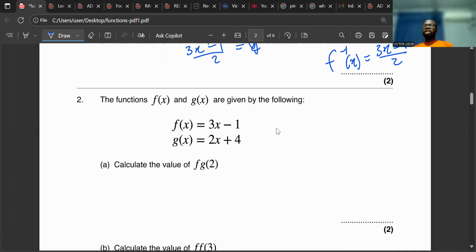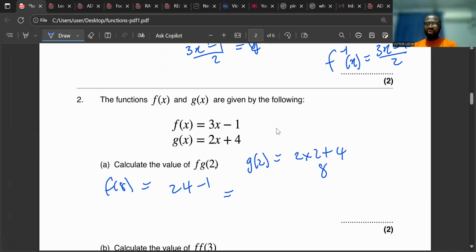They want you to find f g of 2. So what I advise is that you put 2 in g, and the answer you get, you put it in f. So if I find f of g of 2, I will have 2 times 2 plus 4, which will give me 8. So I will now have f of 8. f of 8 will now be 3 times 8, which is 24, minus 1, which will be 23.